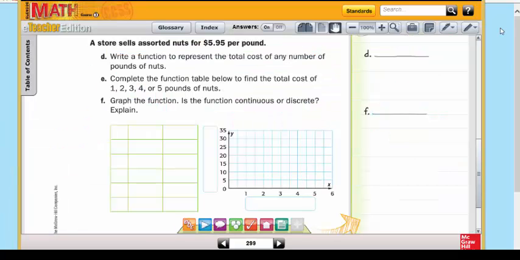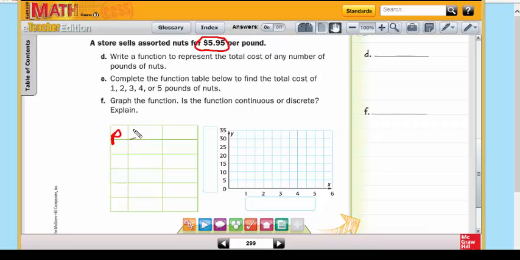All right, let's look at letter D. A store sells assorted nuts for $5.95 per pound. So right away we ought to think about the fact that this is a unit rate, and therefore it's going to become our slope. It asks us to write a function to represent the total cost of any number of pounds of nuts. So we're going to talk in terms of pounds of nuts. We are going to use P to represent pounds of nuts as our input.